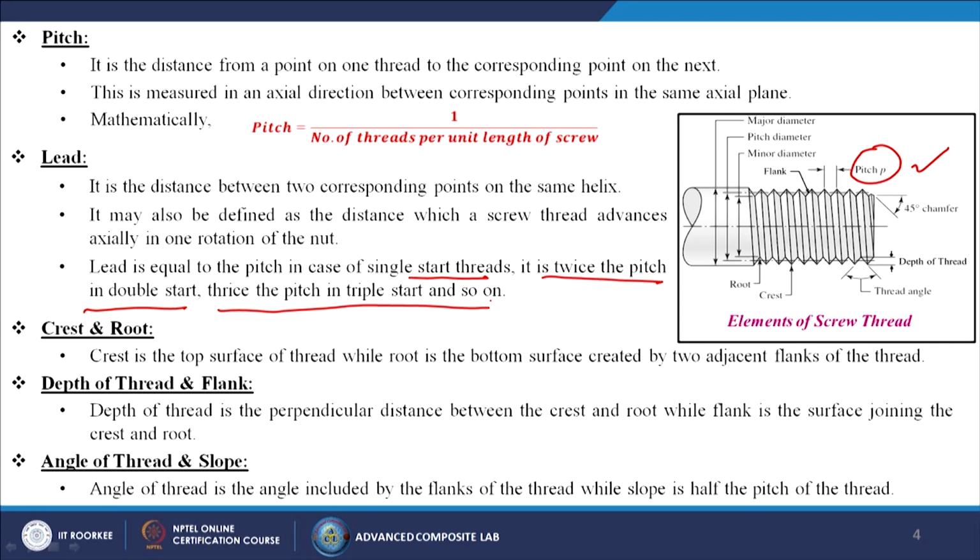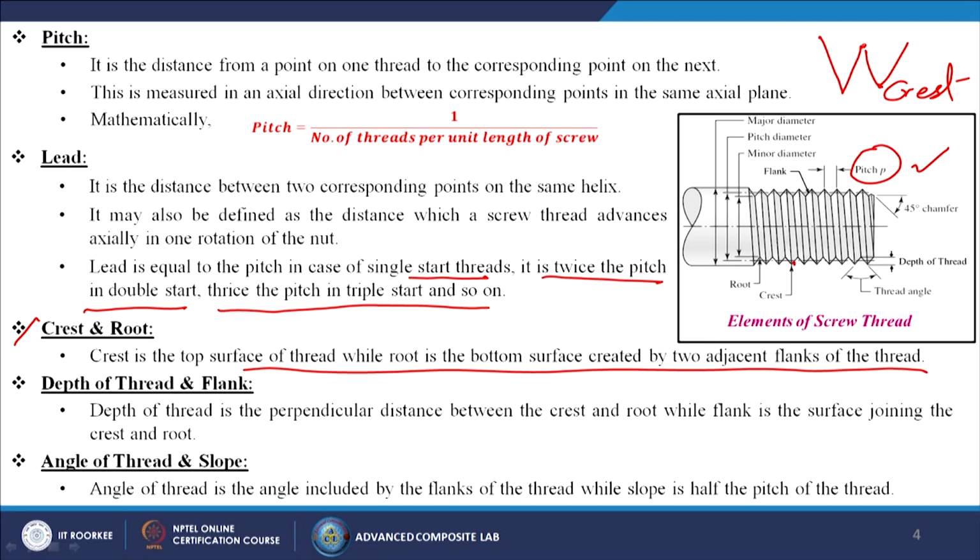Next, crest and root. Crest is the top surface of the thread, so this point is known as the crest. Crest is the top surface of the thread, while root is the bottom surface created by two adjacent flanks of the thread itself. So, this is the root.